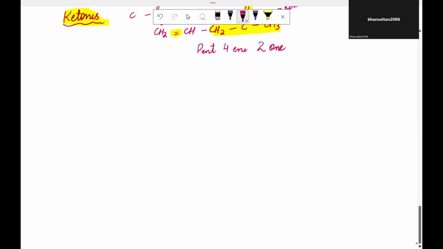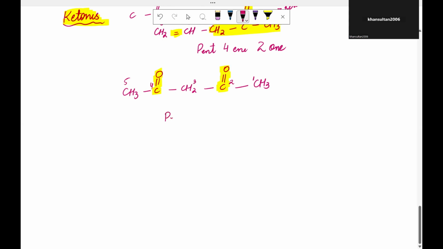Then we have another question: CH3, C double bond O, CH2, C double bond O, and CH3. Now we are going to have two ketones. One ketone is at this place, the other ketone is at this place. We can name it from either side. There's no problem. So I can name it from this place: 1, 2, 3, 4, and 5.